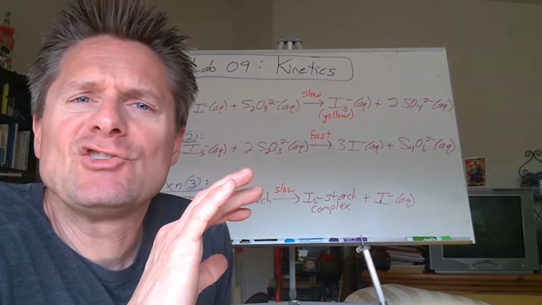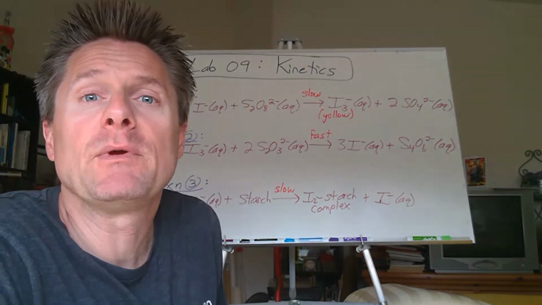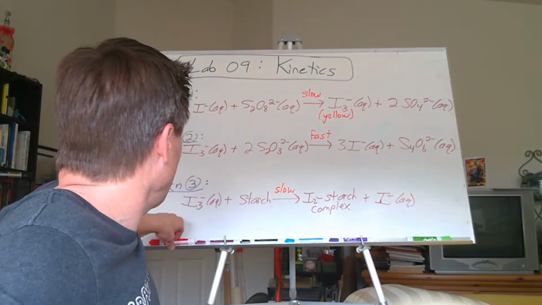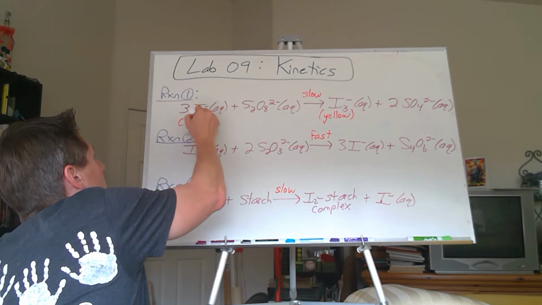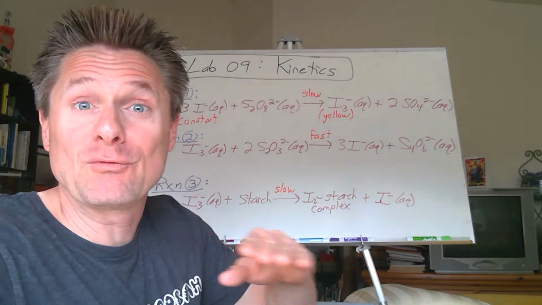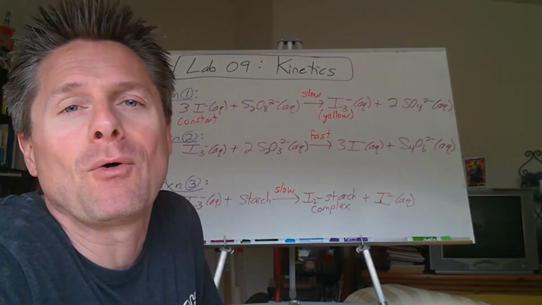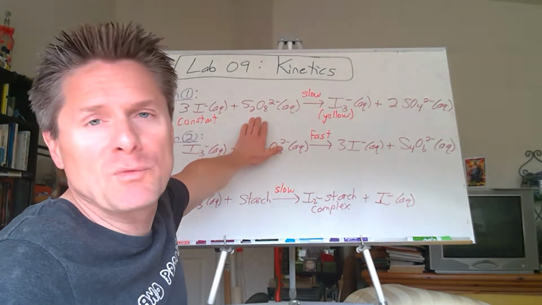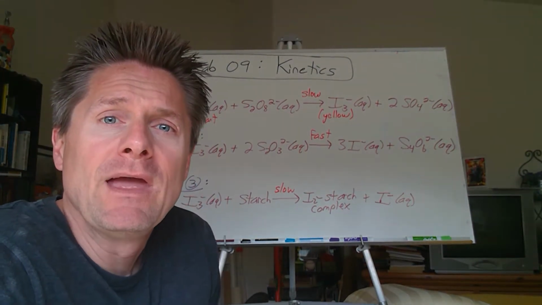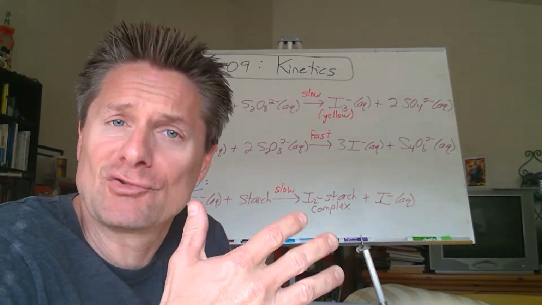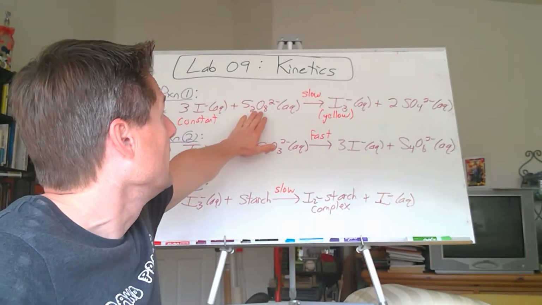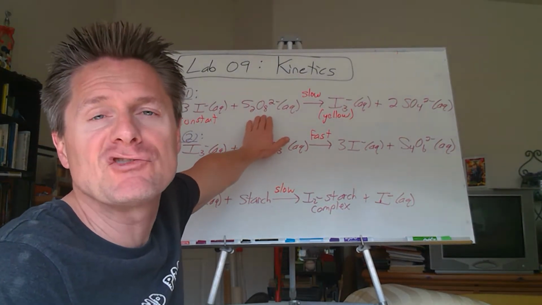We're going to use the method of initial rates for this, which means we're going to hold one of them constant. Our goal in this lab is to hold the I minus constant, and there's an interesting little trick we're going to use for that. Thus we have reactions 2 and 3. We're going to use those to hold the I minus constant. We're going to vary the concentration of the peroxydisulfate anion and see how long it takes. We're going to do 6 different reactions with 6 different concentrations.